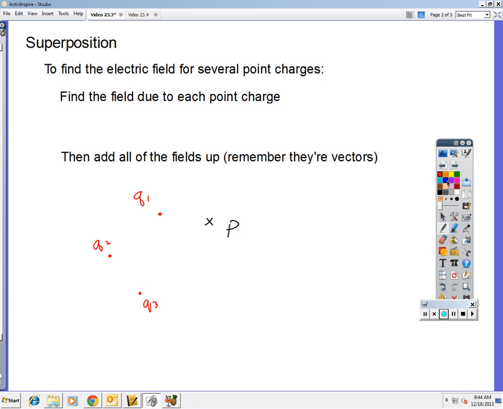Well, what we do is we say, let's say Q1 is positive, Q2 is negative, Q3 is positive. Q1 will produce an electric field, E1, that points away from Q1. Q3, also being positive, will produce an electric field, E3, that points away from Q3. And Q2 will produce an electric field that points toward it, because it's negative. Now, if you add all of these up, the net field is just the vector sum of the 3 individual fields.